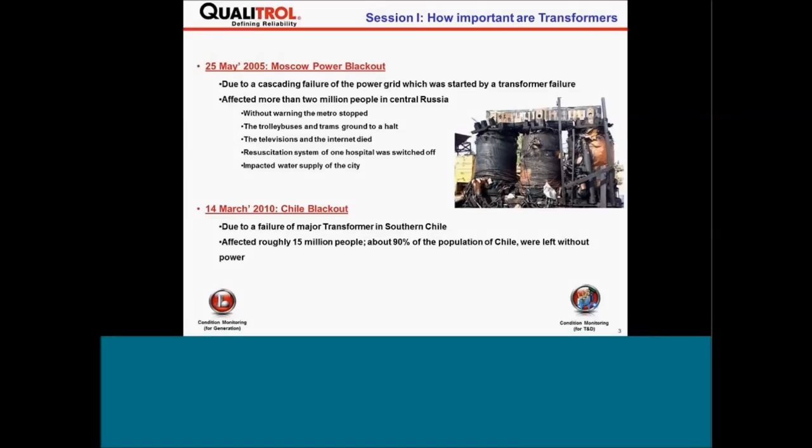And similarly for Chile in 2010, we had a blackout which was due to a major transformer on the southern Chile network, which was connected to the central interconnect network. And here, a massive 15 million people were disrupted by this failure. It took about 2 days to rectify and get all people back on power. So the disruption of one component like this can have a major effect on an overall network.